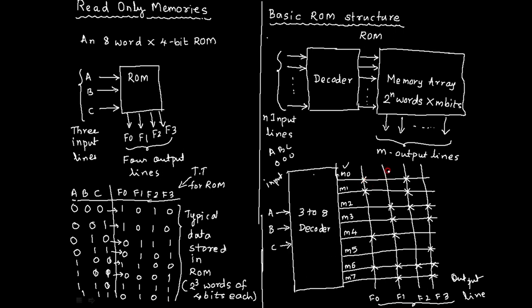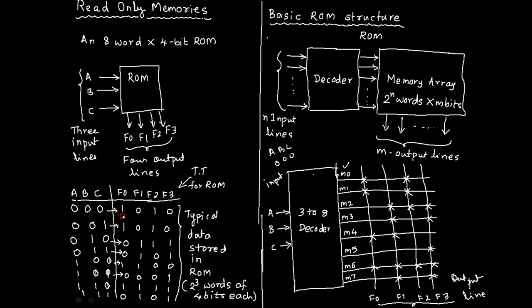Cross means these are programmable connections, fuses. These fuses are blown to make connection with VCC. So this X mark shows you are connecting this particular output to logic 1 through programmable connections. So the data stored in this row is 1 0 1 0. So if you observe the truth table here, for 0 0 0 you are pointing to the first row M0. In that, value stored is what?